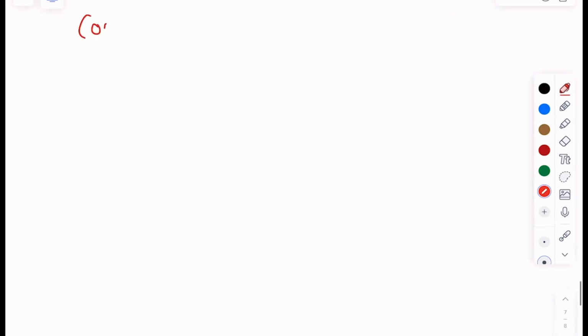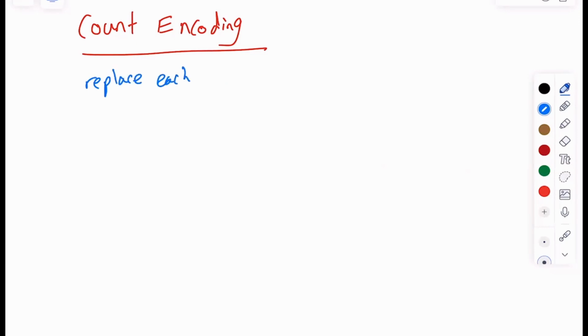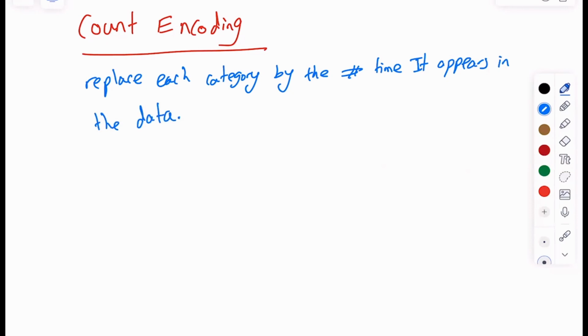Count encoding. During the count encoding, we replace each category by the number of times it appears in the data. As easy as that. There is a frequency encoding as well, where instead of the count, you replace it by the frequency with which it appears in the data. But with count encoding, you're just replacing it by the number of times it appears in the data. As simple as that, right?